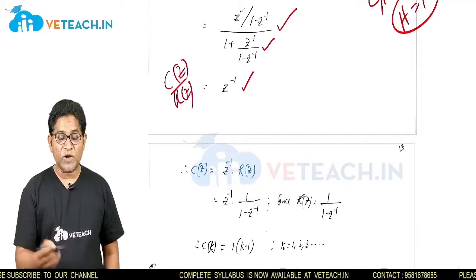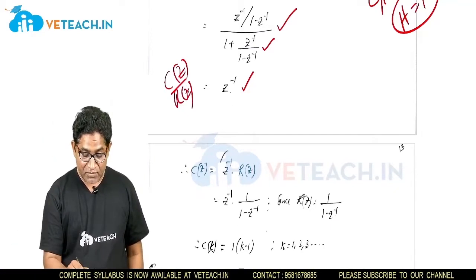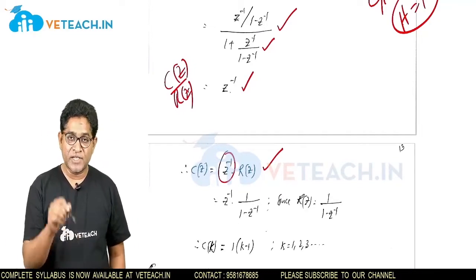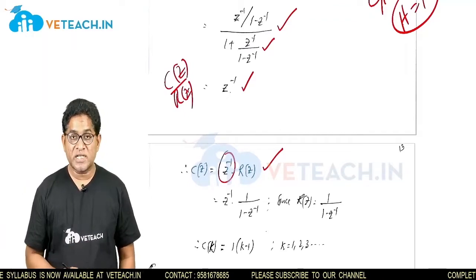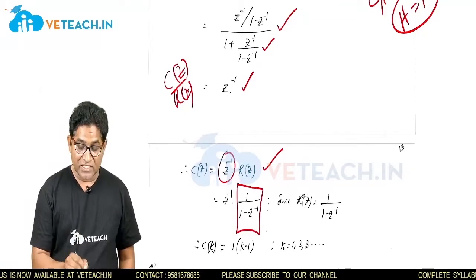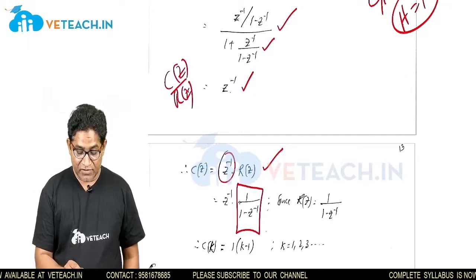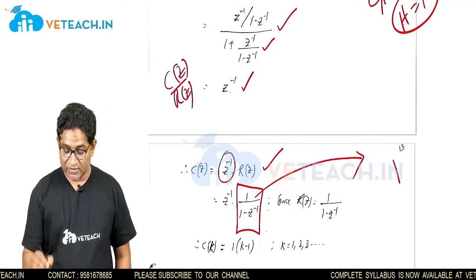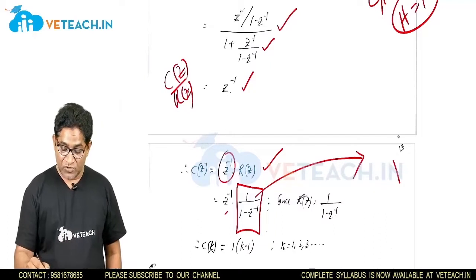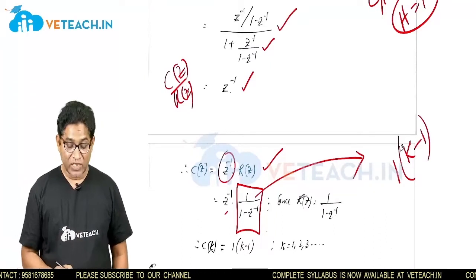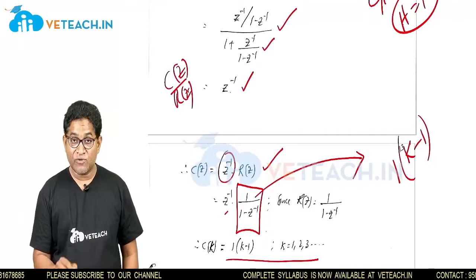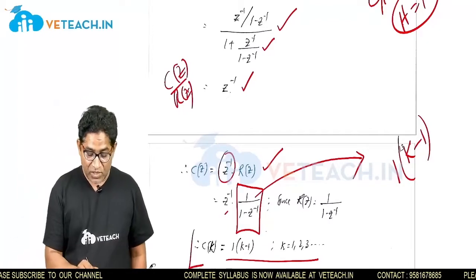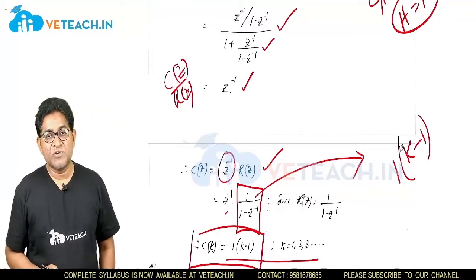What you have to find is the output. So C of z is equal to this z inverse multiplied by R of z. What is R of z? Your input. In the problem it is mentioned that the input is a unit step. What is the z transform of a unit step? 1 by 1 minus z inverse. So substituting here, z inverse into 1 by 1 minus z inverse. The z transform of 1 by 1 minus z inverse is 1, but there is z inverse, which means there is a shift. So you have to write 1 of k minus 1, which is defined for k equal to 1, 2, 3, that is, for k greater than or equal to 1 only. So this is your continuous time output, and this is the answer for your problem.